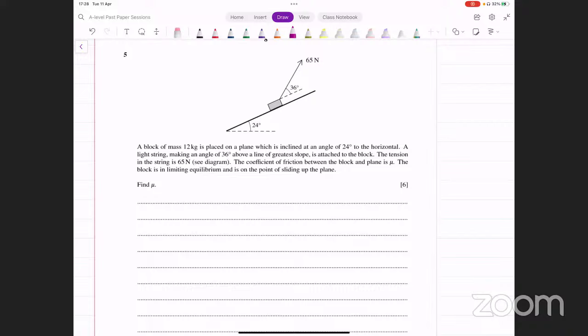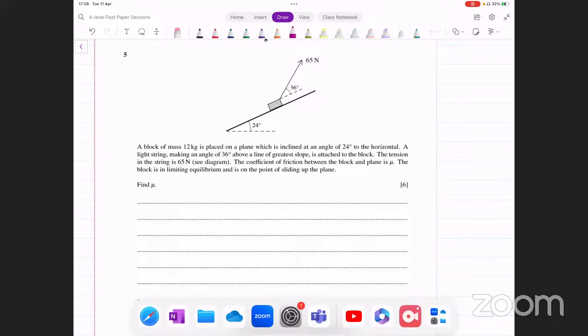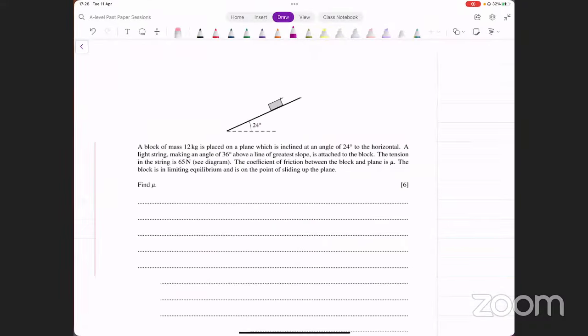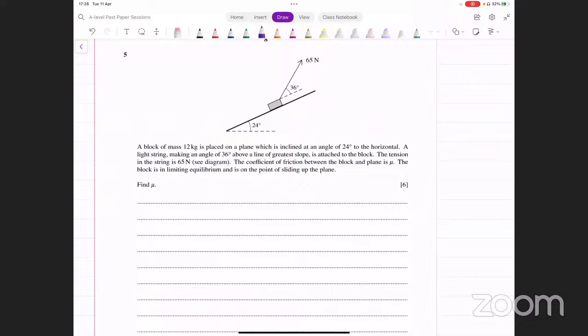We have a block of mass 12 kilograms. This is placed on a plane which is inclined at an angle of 24 degrees to the horizontal. Okay, a block of mass 12 kilograms is placed on a plane which is inclined at 24 degrees to the horizontal. A light string making an angle of 36 degrees above line of greatest slope is attached to the block. You can see all of that in the diagram. Mass is 12 kg. That is not shown there, so you have to keep that in mind. The tension in the string is 65 newtons, and the coefficient of friction between the block and the plane is mu. The block is in limiting equilibrium.